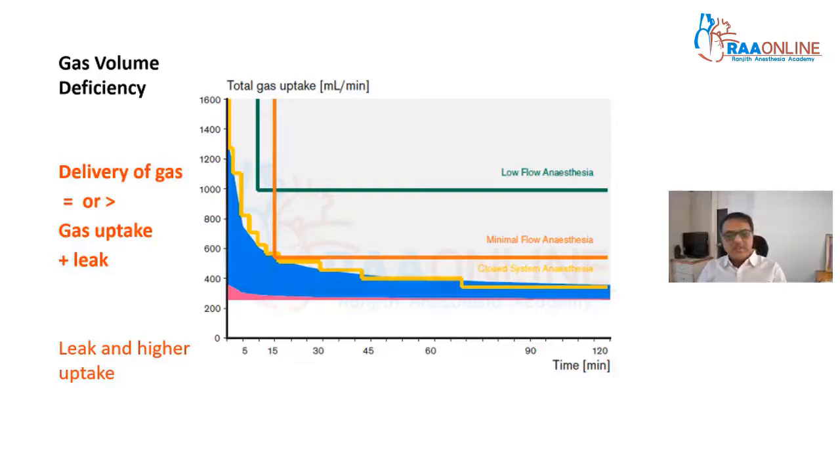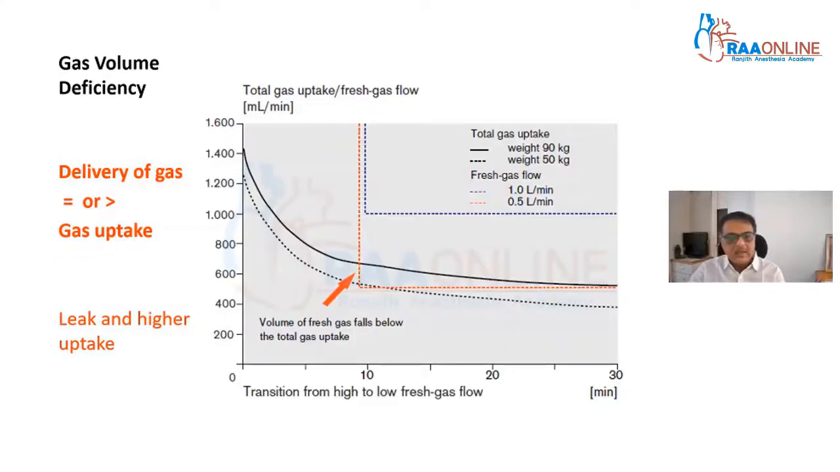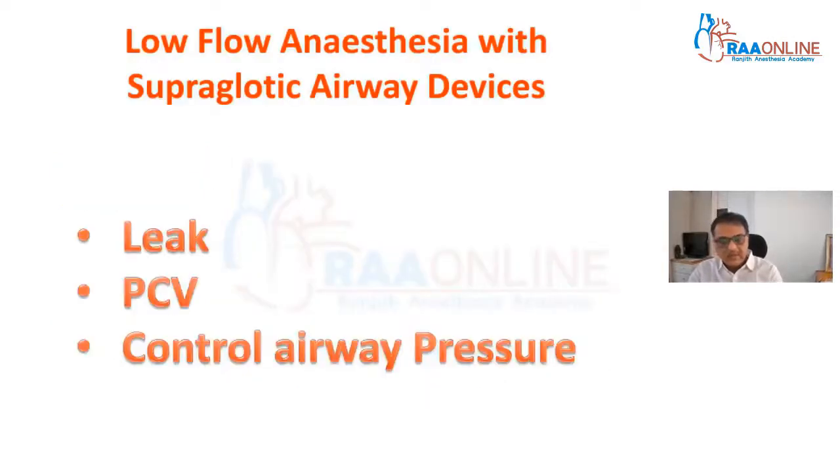Suppose your system leak is 250 ml and you are conducting a case of an obese patient of 100 kg whose metabolic demand is 500 ml. Then your lowest flow should be 250 ml leak plus 500 ml gas uptake, up to 750 ml. This is how you should optimize your low flow anesthesia technique. So, how to diagnose that gas volume deficiency is happening? That we'll discuss later.